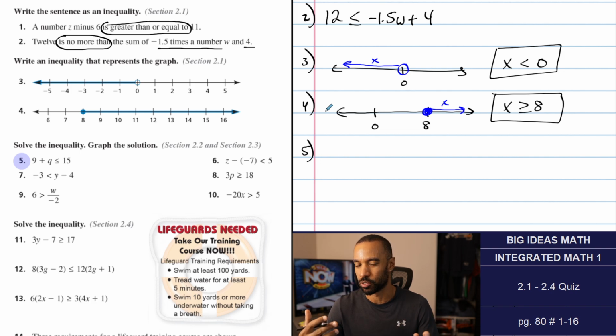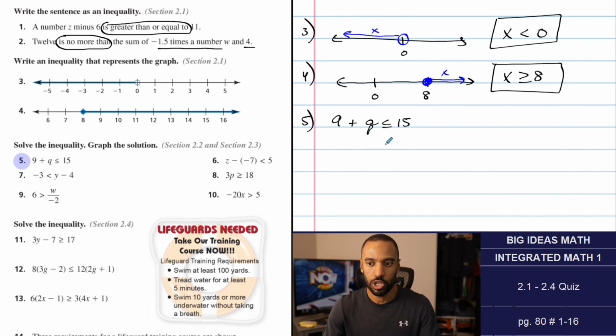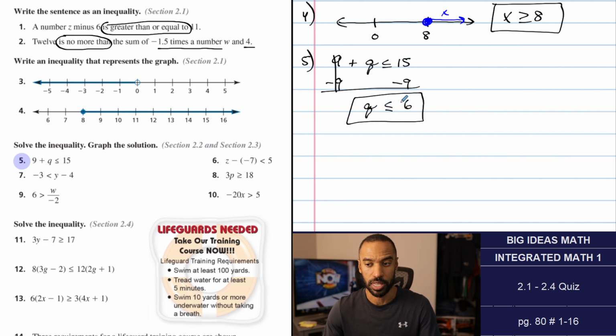2.4 was when you had multi-step, which is why I say it's all kind of a 2.4 review, because technically they could have asked these out of 2.4. You're just solving for the inequality and graphing. So with these ones, you're getting q by itself. It's no different than what you would do with an equation. 9 is being added with q. We'll subtract 9 from both sides. We'll get q by itself. I wanted q on this left side of the inequality. It is. And 15 minus 9 is 6. That's the solution to the inequality, and we're going to sketch its graph.